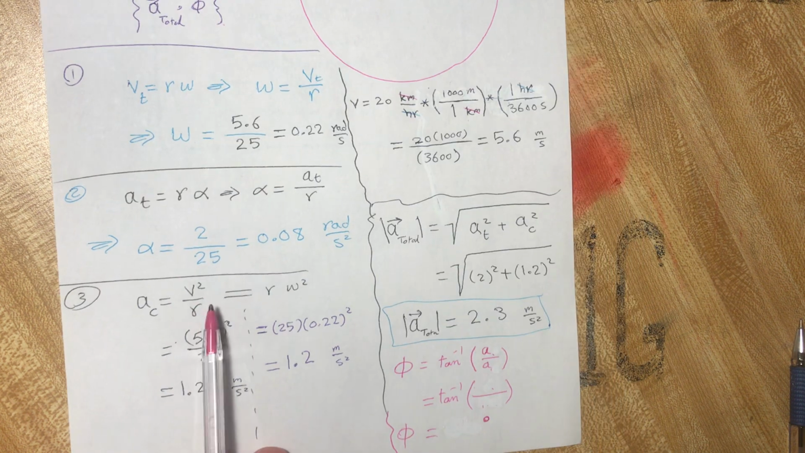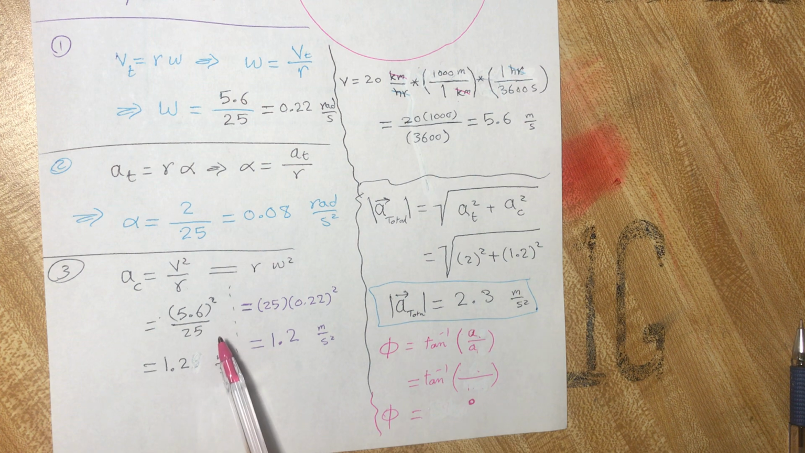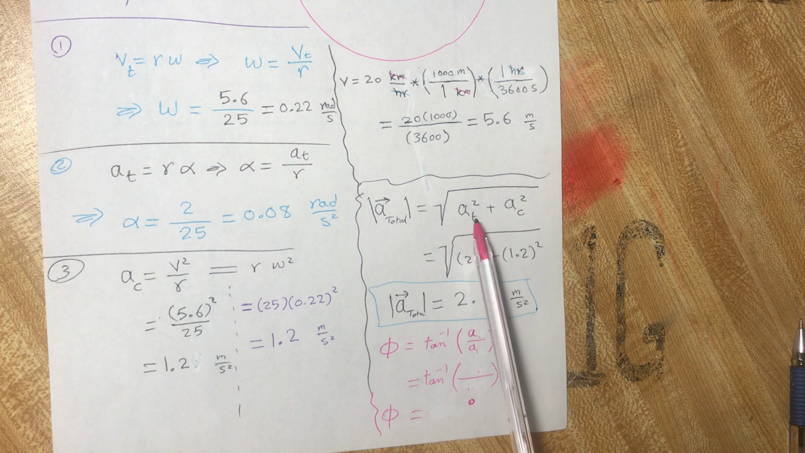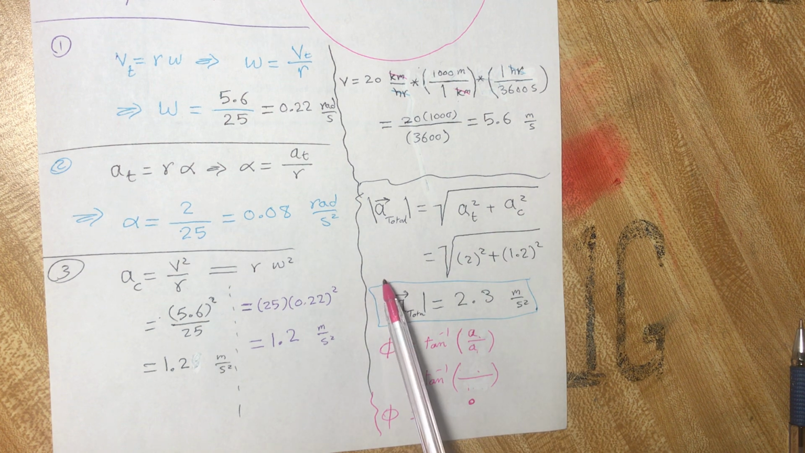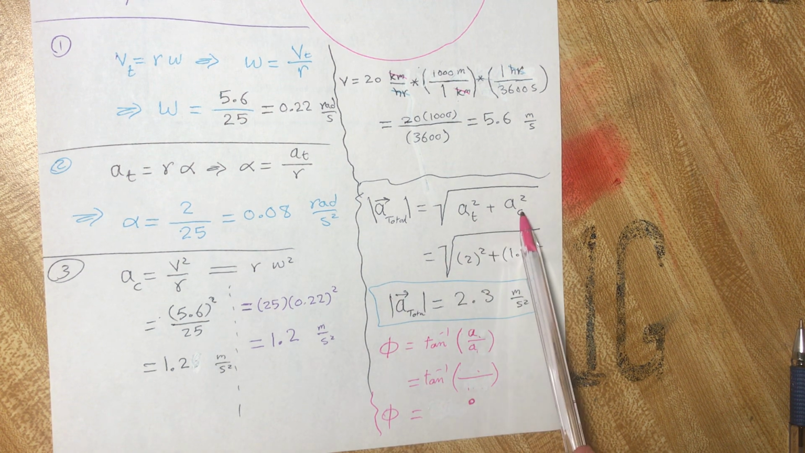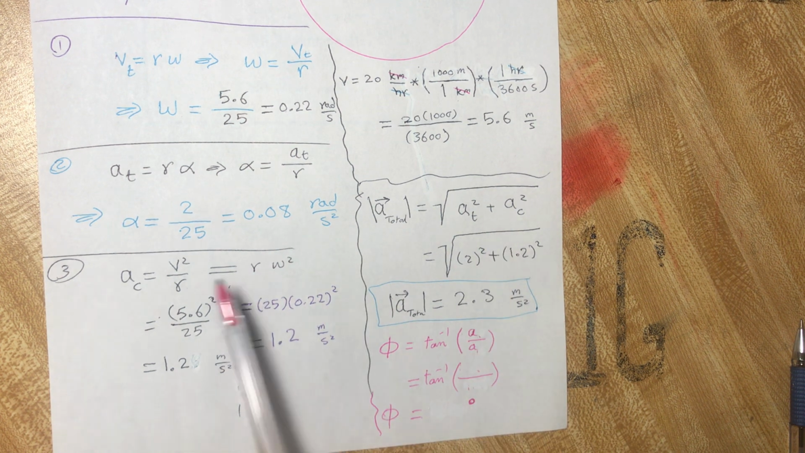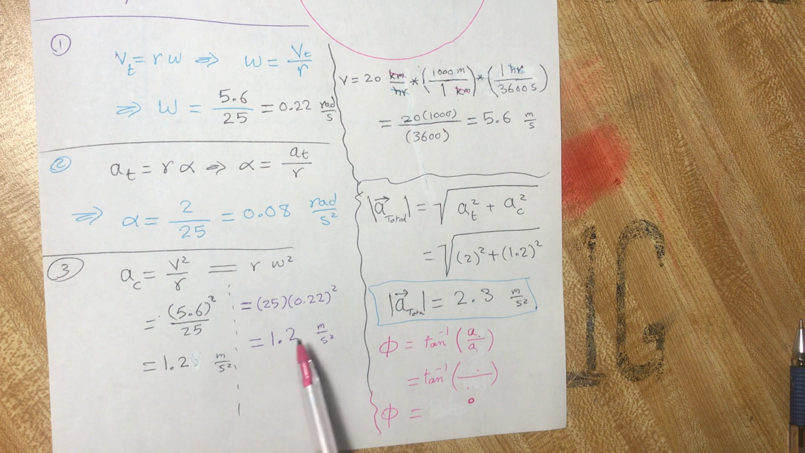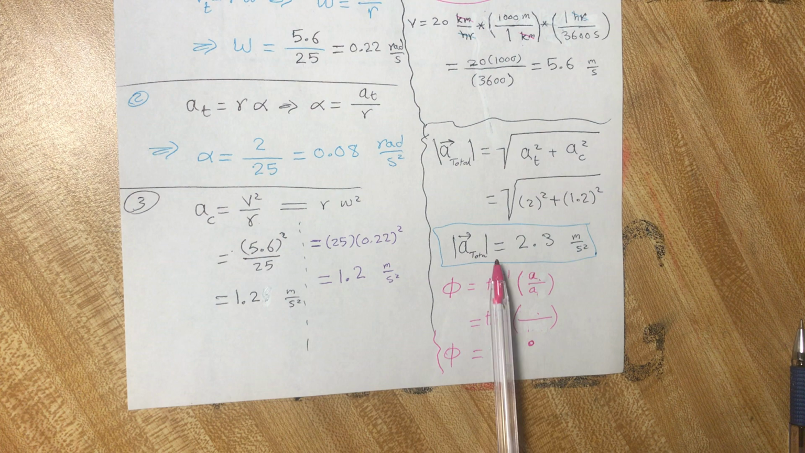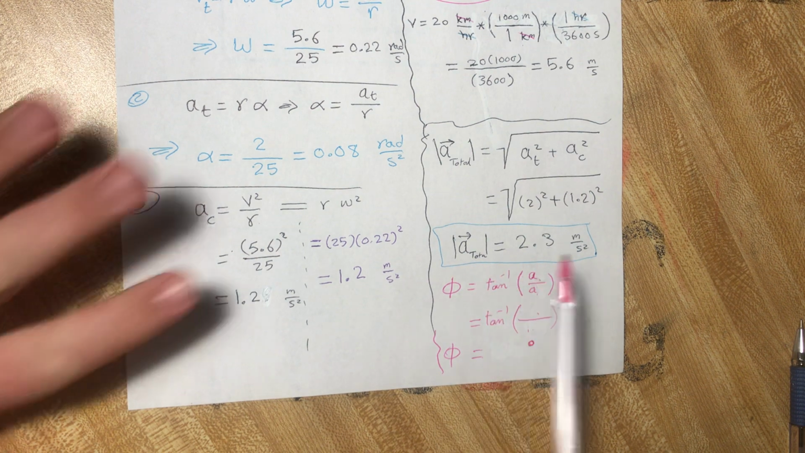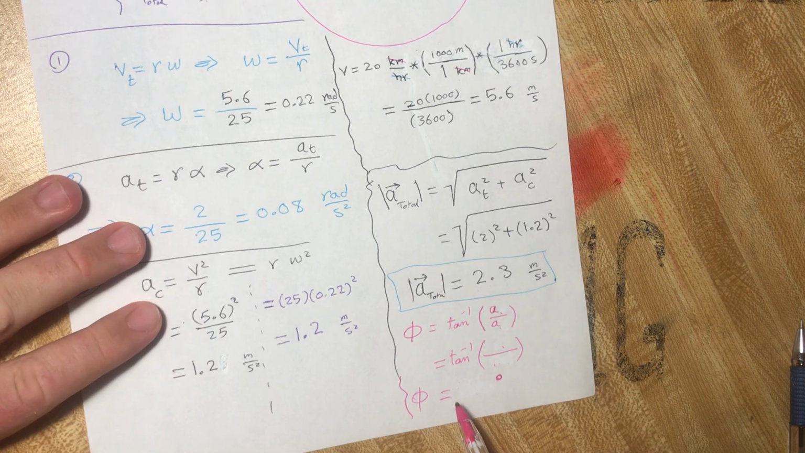Okay, now we need to find the total acceleration. As we told you before, it is the root of A tangential squared plus A centripetal squared. AT is 2, it's given, AC is 1.2. Then the total magnitude of this acceleration is 2.3.